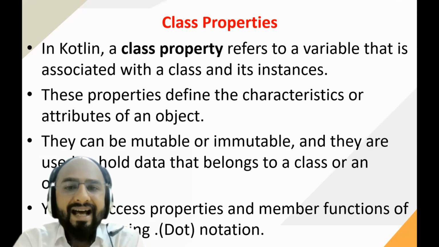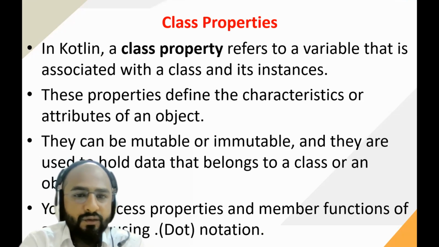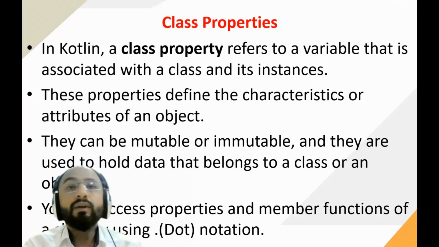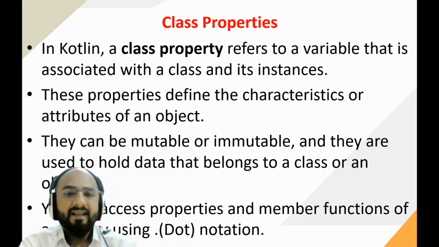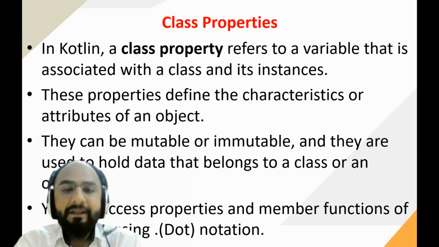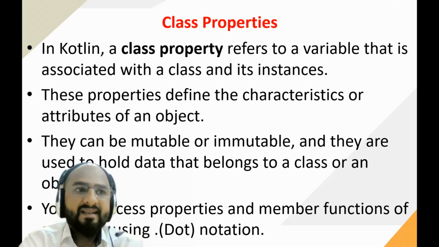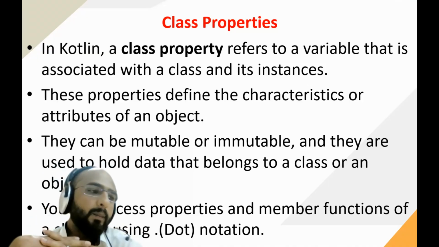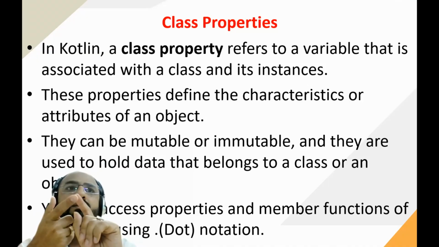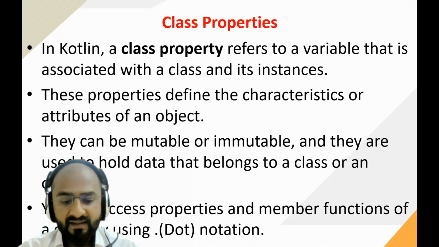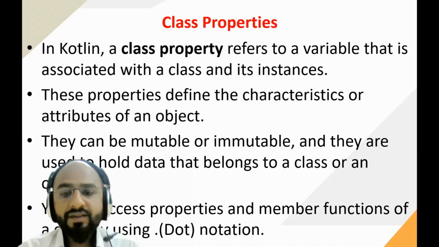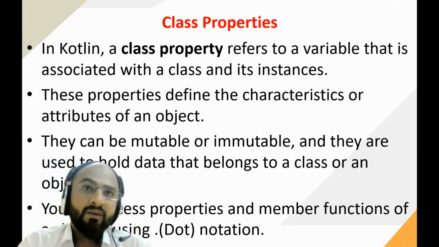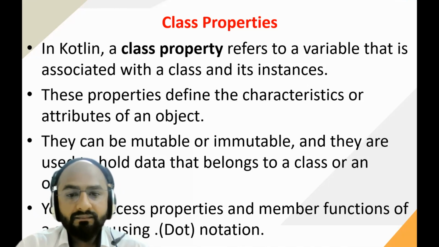So in Kotlin, a class property refers to a variable that is associated with the class and the instance. So what is a property? When you create a class, it has its own particular properties. Say, for example, let's take the example of a tree. What will be the properties of the tree class? The properties of the tree class will be, for example, leaf, fruits, and branches. So these will be the properties of that particular class.